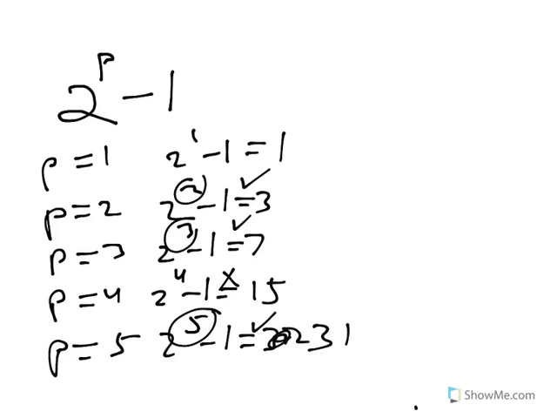I think these p numbers are... No, they could be anything. So those are three examples. This is called a Mersenne prime when it is prime, which it is for 2, 3, and 5.